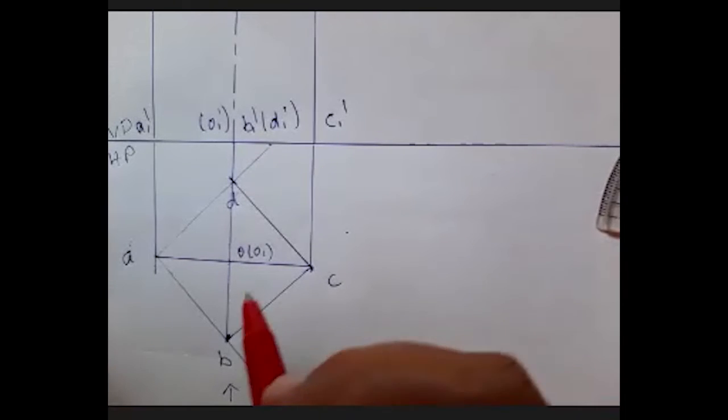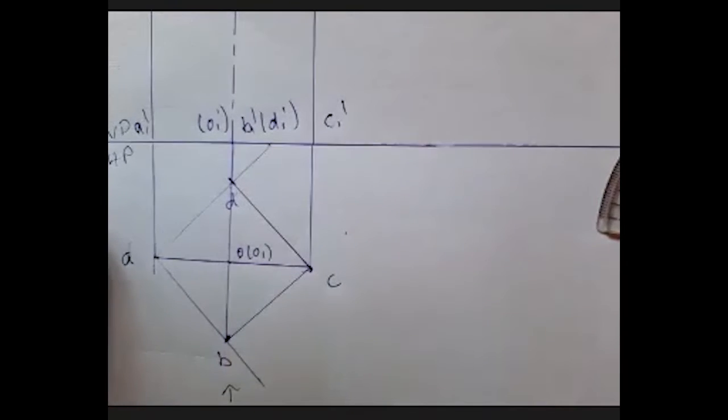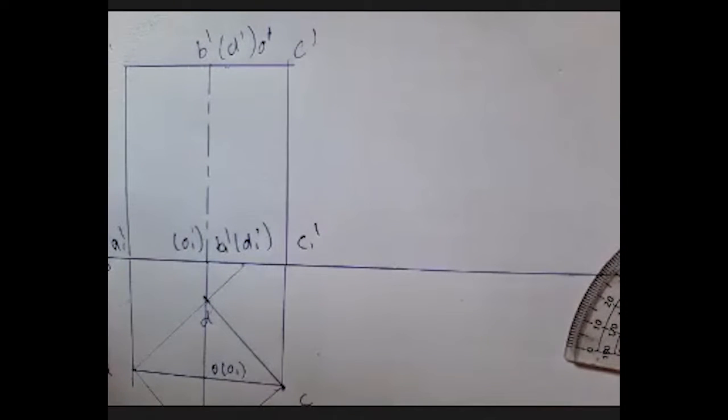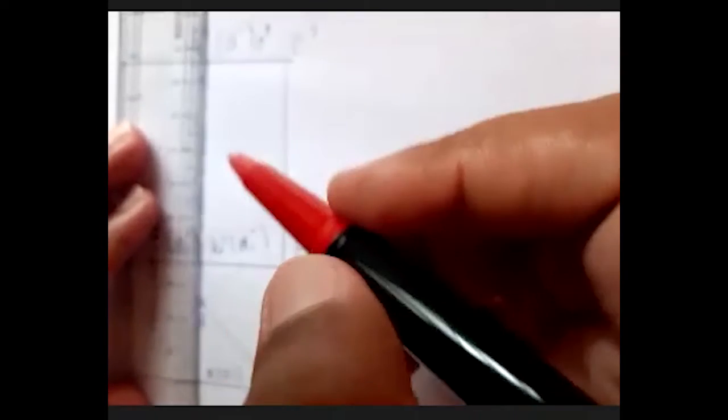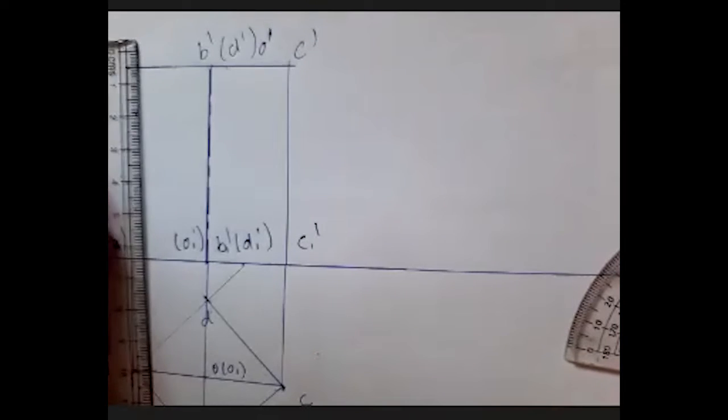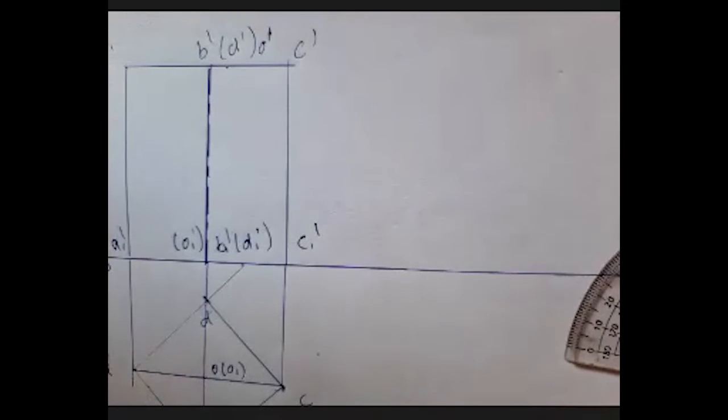I cannot see the imaginary line. Since I cannot see the imaginary line in this case, I cannot draw the axis line here. So instead of drawing the axis line, I'm going to draw a thick line here without a dot or without an axis line.